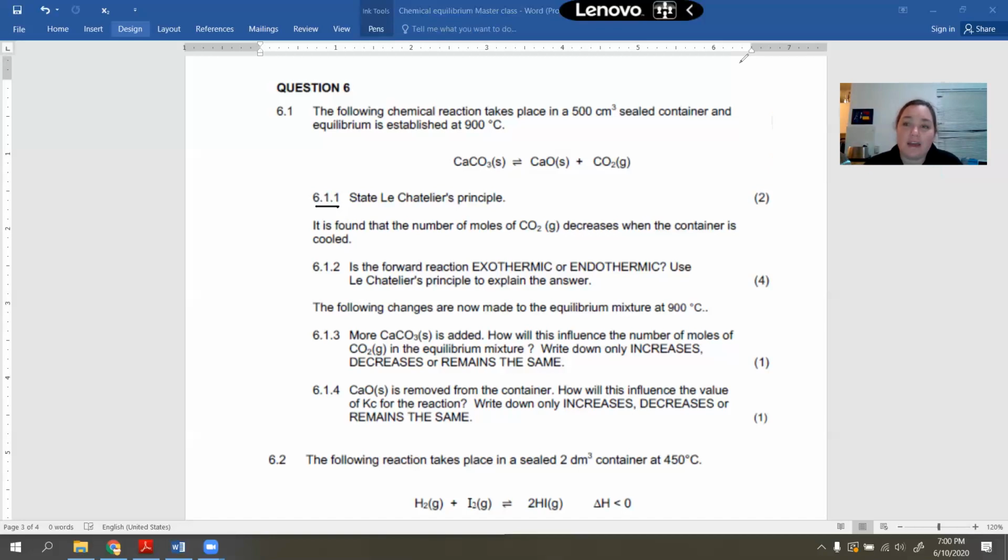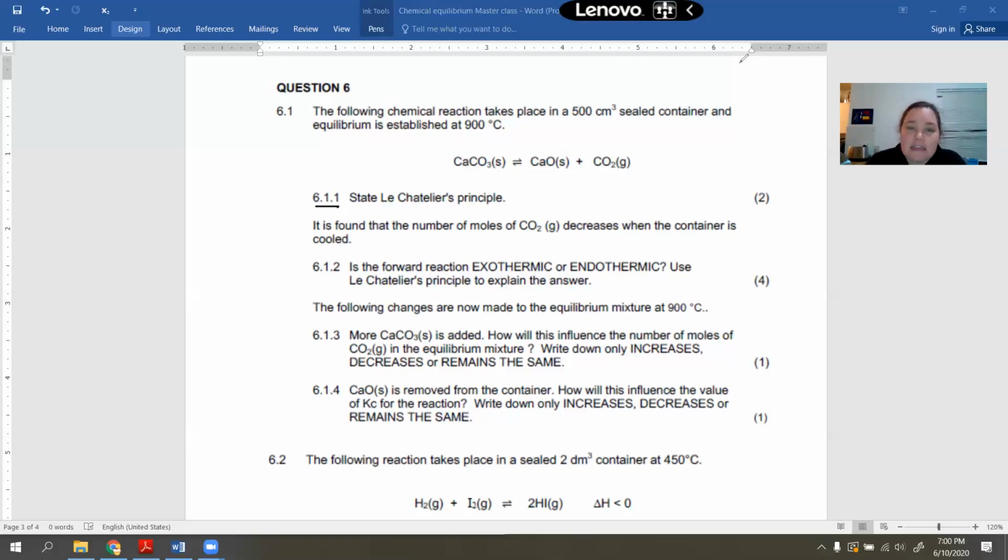In the lesson that we had on Le Chatelier's principle, I indicated to you that where the marks are is that you've clearly got to indicate that there was a disturbance, that there was an equilibrium, that the equilibrium was disturbed, and that we reestablish a new equilibrium. That's your first mark. The second mark is for stating that the system opposes the disturbance or counteracts the disturbance. All right, so if you've got both of those points in, you've got your marks.